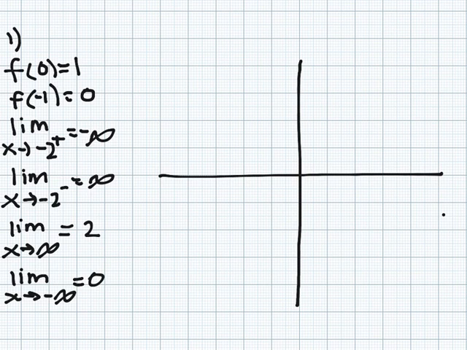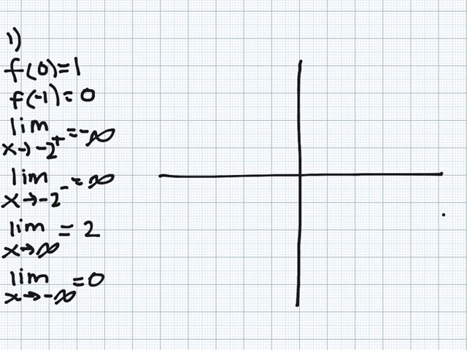So f of 0 equals 1, f of negative 1 equals 0, the limit as x approaches negative 2 from the right equals negative infinity. The limit as x approaches negative 2 from the left equals infinity. The limit as x approaches infinity equals 2. And the limit as x approaches negative infinity is 0.